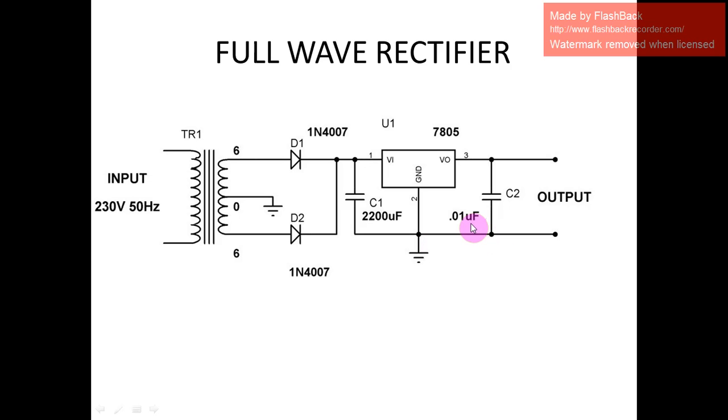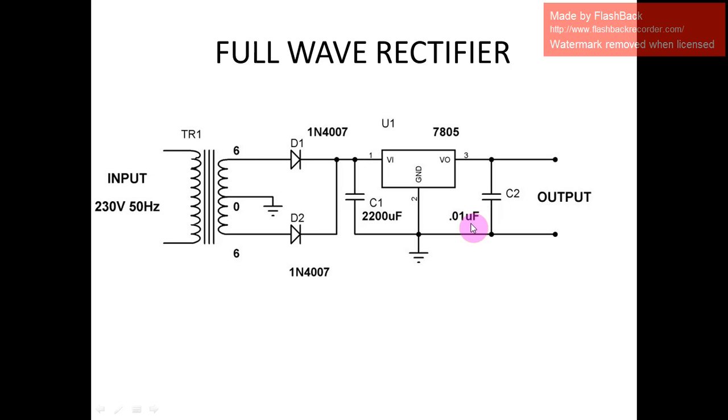If after the regulated power supply the DC voltage is still not proper and has some kind of ripple, we need to add a 0.1 microfarad capacitor on the output side. It is very helpful to prevent the ripples, and it will produce a constant output voltage.